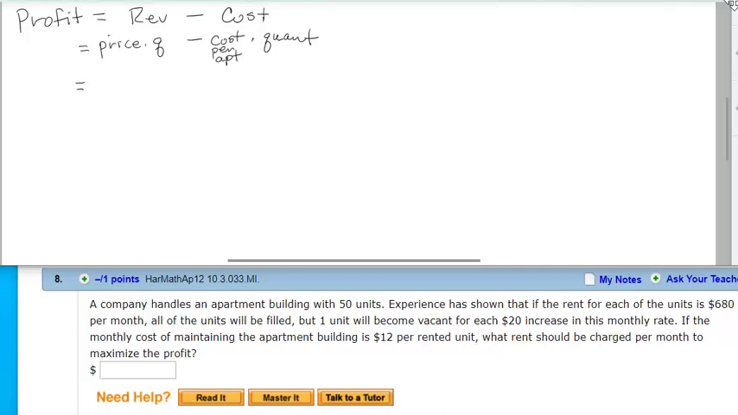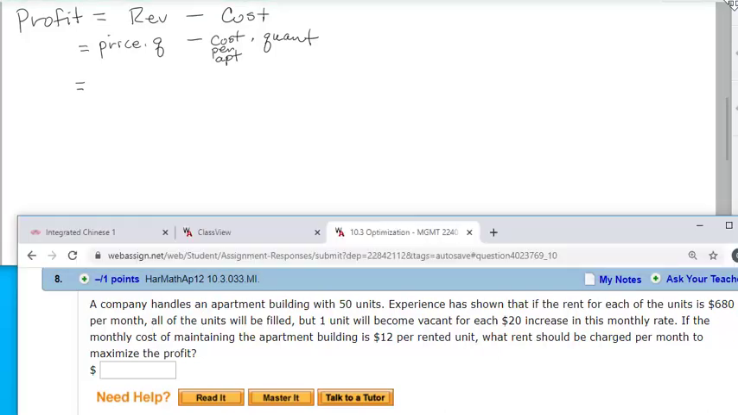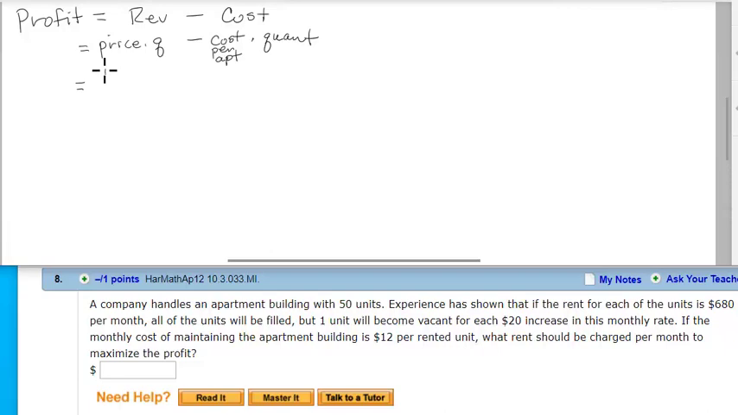It says I can get 680 per month, but that's going to change. Here's part of the problem: the rent, which is our price in this problem, is going to change, and the number of apartments will also change depending on how many times I increase the rent. If only I had a little p price function like I had in the last problem, I could plug it in here.